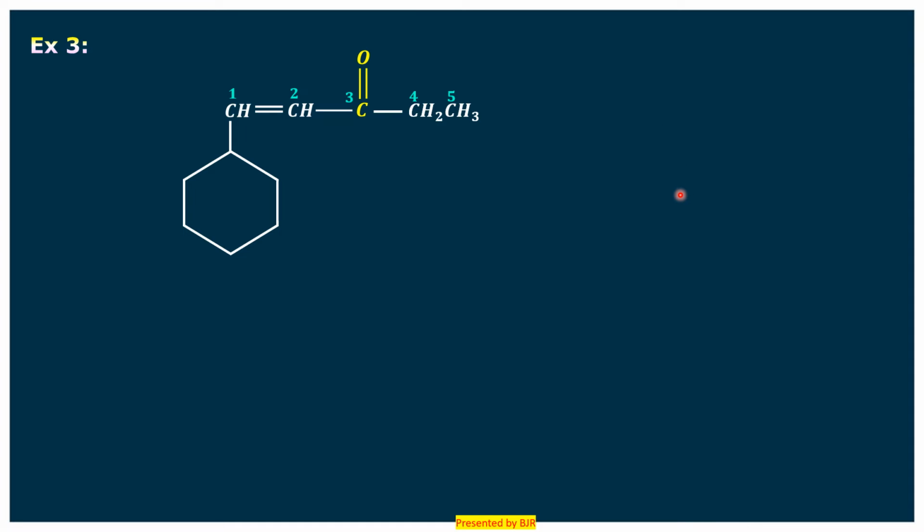If you number the parent chain from right to left, this carbon atom again gets serial number 3 only, but the double bond gets a higher number. For that reason I am numbering the chain from left to right. Now this ring attached to the first carbon atom should be treated as the substituent only.